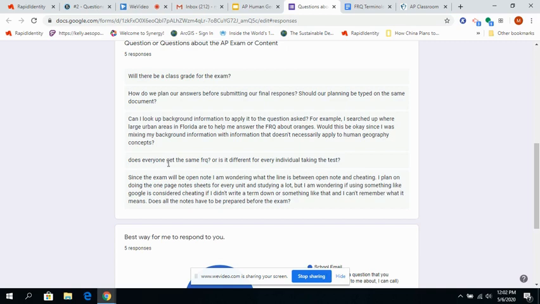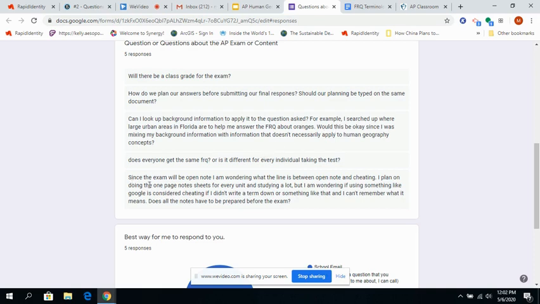A couple of questions related more to, because this is an open notes exam, is it okay to research something? Is it okay to go to Google? So this question says, can I look up background information to apply to the questions asked? For example, I searched up where the large urban areas in Florida are to help me answer the FRQ about oranges. Would this be okay? Because I'm mixing my background information with the information I already know.